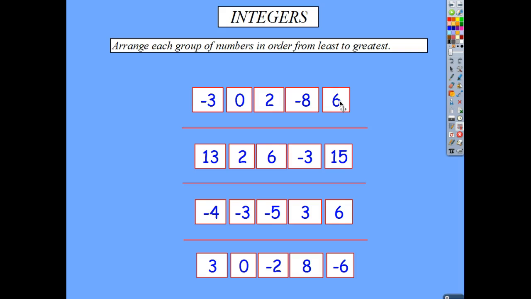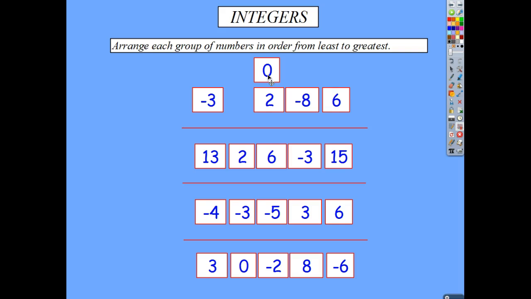In fact, I'll do the first one for you and then you can do the next 3. So if I'm going to arrange the first one from least to greatest, moving left and right, then my negative numbers are going to be the lowest. I know 0 is in the middle. Excuse me.